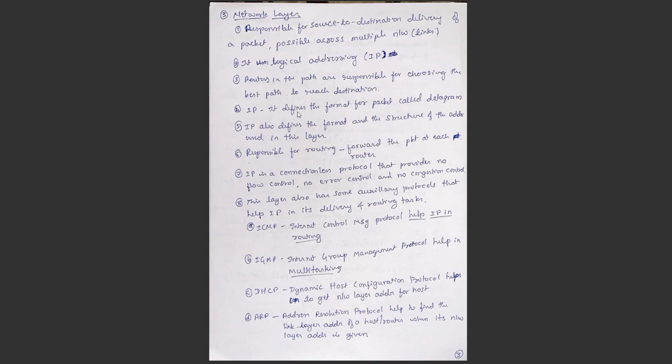Now the network layer. The network layer is responsible for delivering a packet, and it uses IP. The routers in the path, as I already said, are responsible for choosing the best path in order to reach the destination. Routing means forwarding the packet at each router. IP is a connectionless protocol, so it provides no flow control, no error control, and no congestion control. The protocols coming under the network layer are ICMP, IGMP, DHCP, and ARP.